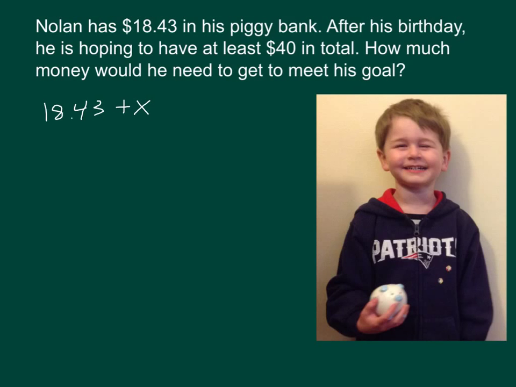At least is a phrase that typically means greater than or equal to. That's a really ugly symbol there. Let's try that again. Is greater than or equal to the 40. Because as long as he gets enough to have at least $40, it'll satisfy it. So if he got $40 for his birthday, certainly he'd have enough. And now in order to solve this inequality, we just do a simple subtraction. And that's going to leave us with X is greater than or equal to.